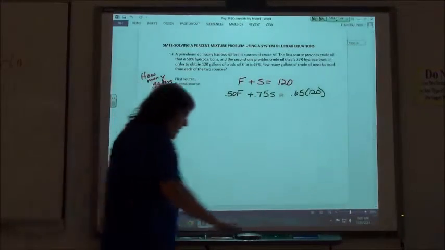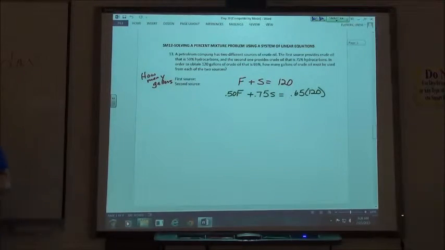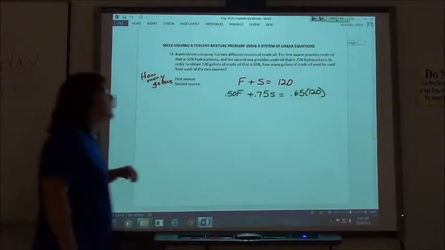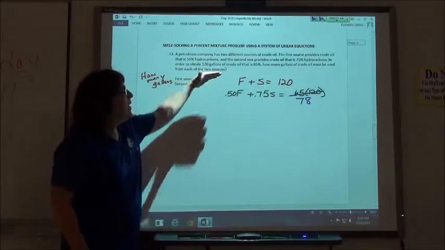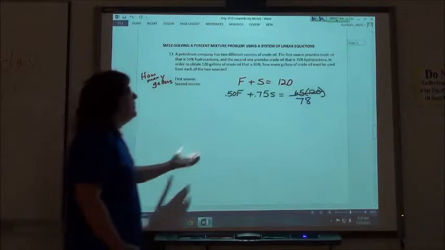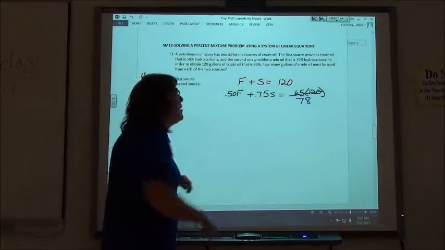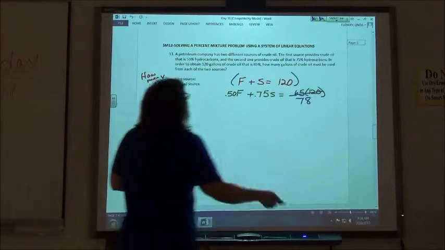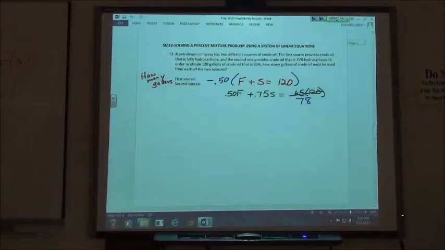So obviously, the first thing I want to do is go ahead and multiply that out so I get a number there on my equation. 65% of 120 would be 78. So now again we have our two equations. We could solve by substitution, but I would probably use the elimination method again. I'd probably get rid of the 50% just because then I don't have negative numbers to deal with. So I'm going to multiply everything in my top equation times negative 0.50, or 0.5 if you want to use that.